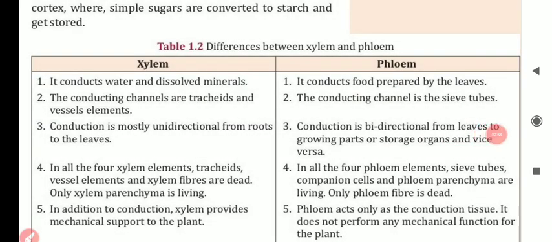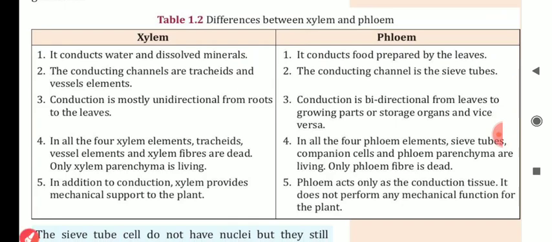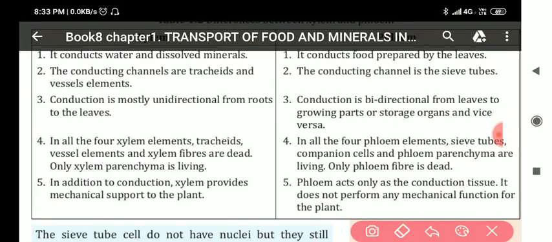Next, my dear students, the fourth point. In all the four xylem elements, tracheids, vessel elements, and xylem fibers are dead. Only xylem parenchyma is living. So in all the four xylem elements, only xylem parenchyma is living.